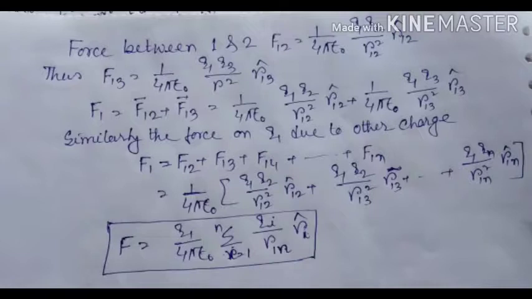Similarly, the force on Q1 due to other charges, F1, is equal to F12 plus F13 plus F14 up to F1n. So using this we can find F is equal to Q1 by 4 pi epsilon naught sum over i is equal to 2 to n, Qi by R1i square along the direction of R1i cap.